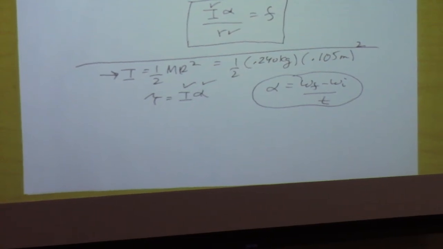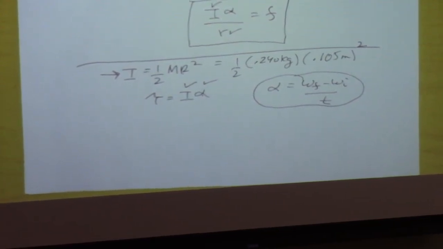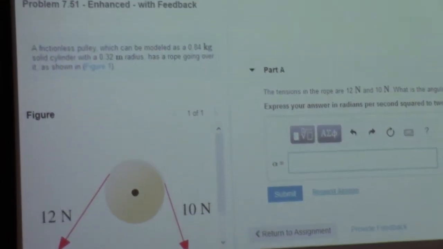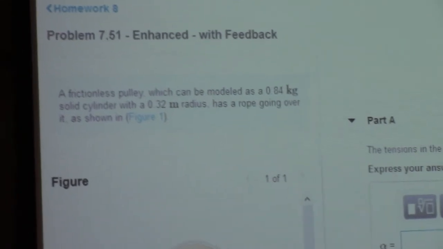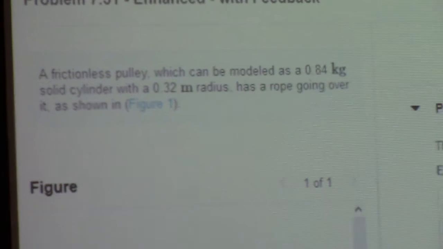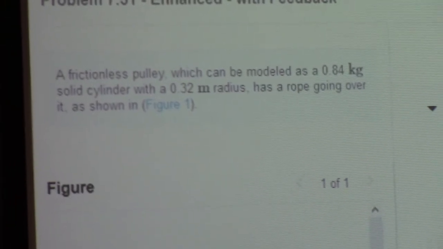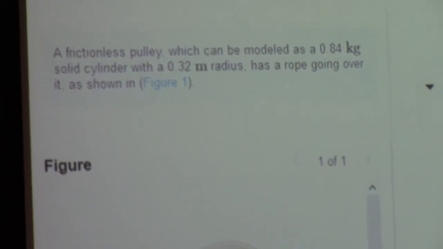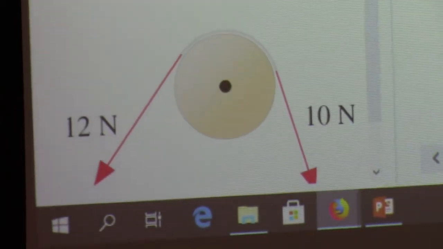All right, well, let's look at the last one then. A frictionless pulley can be modeled as a 0.84 kilogram solid cylinder. Okay, that's the same shape that I modeled the previous problem on. 0.84 kilogram with a radius of 0.32. We have a rope with different amounts of tension, as shown. How much is the angular acceleration for this?